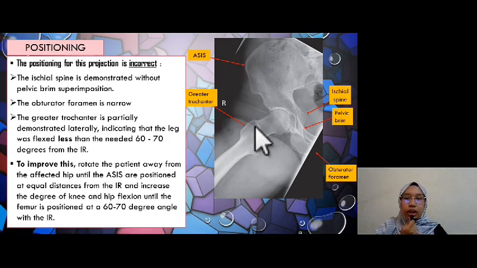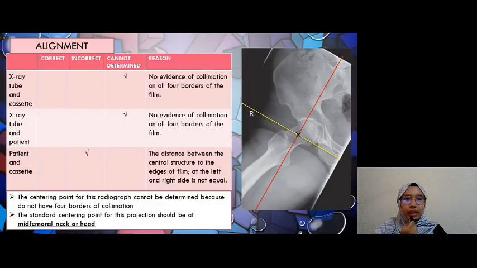To improve this, rotate the patient away from the affected hip until the ASIS are positioned at equal distance from the IR, and increase the degree of knee and hip flexion until the femur is positioned at a 60 to 70 degree angle with the IR.